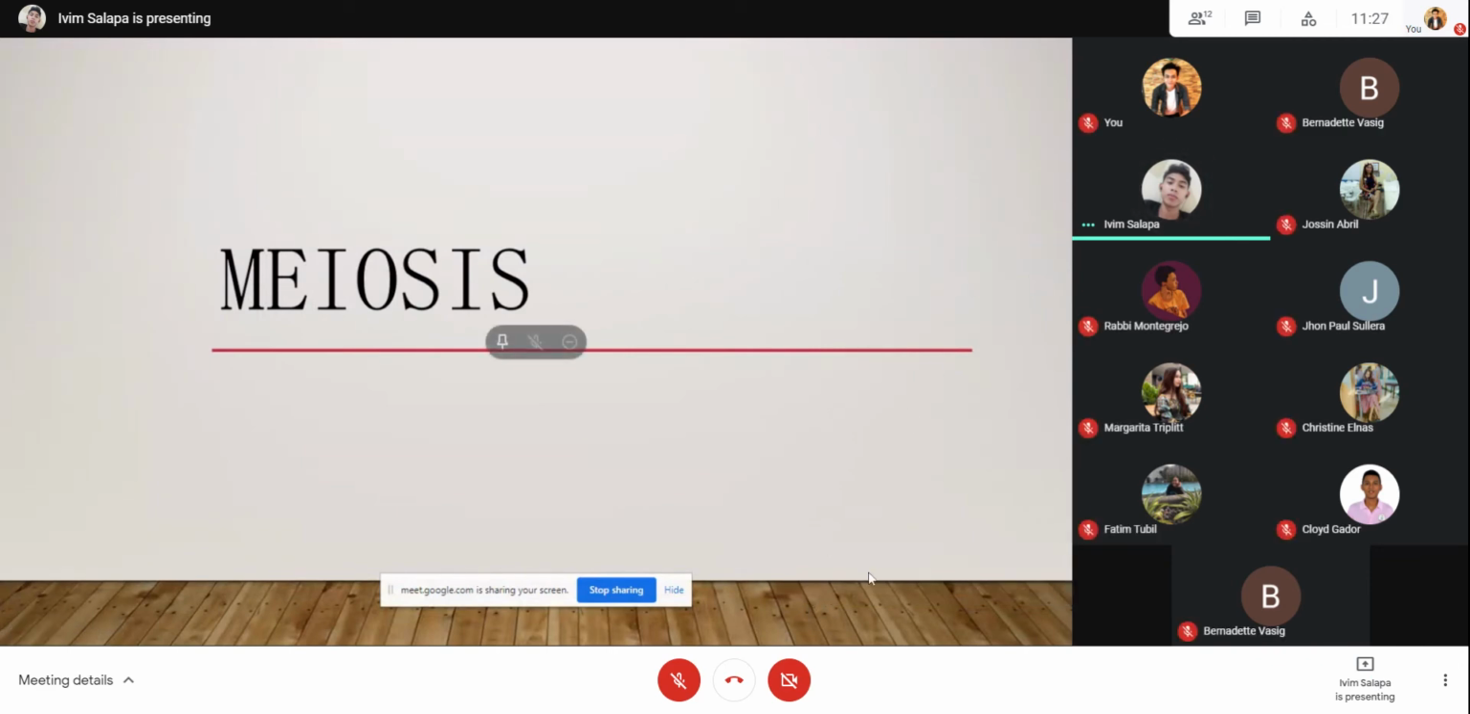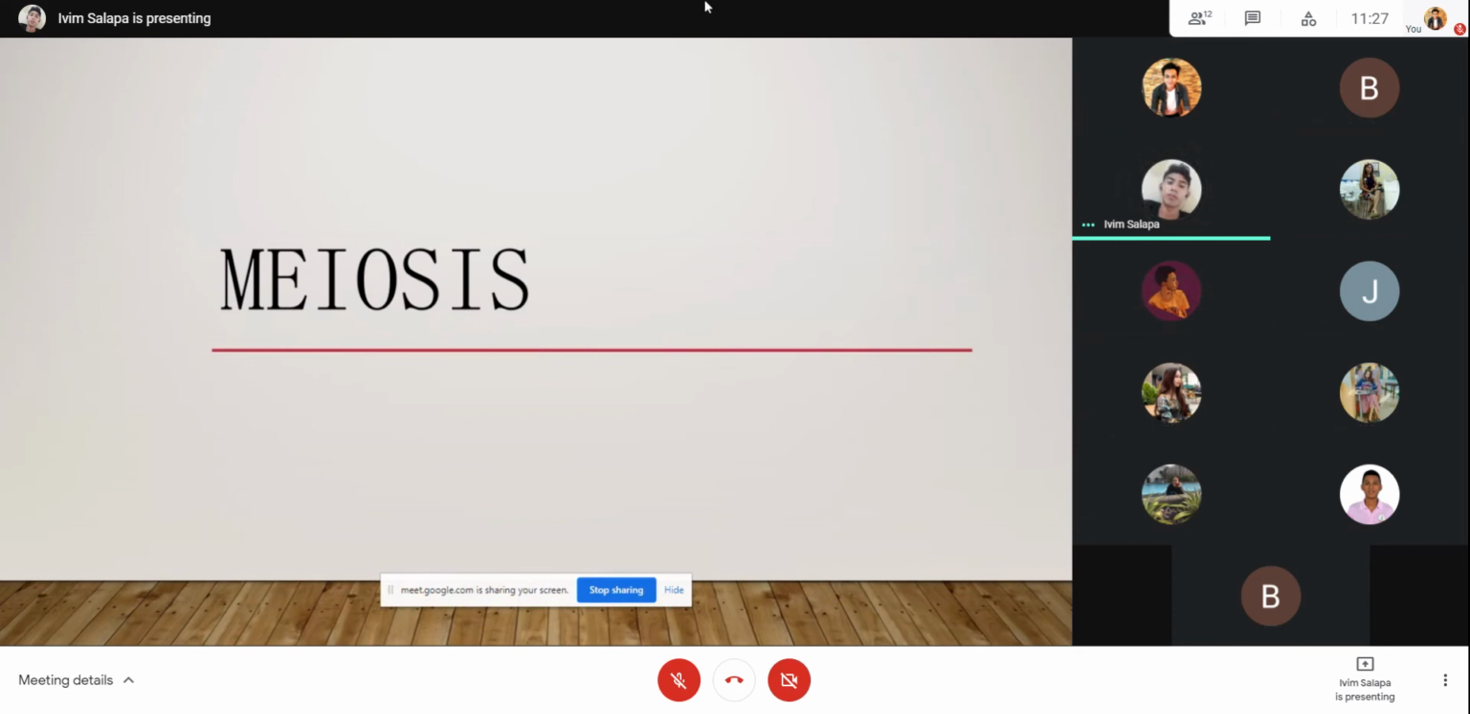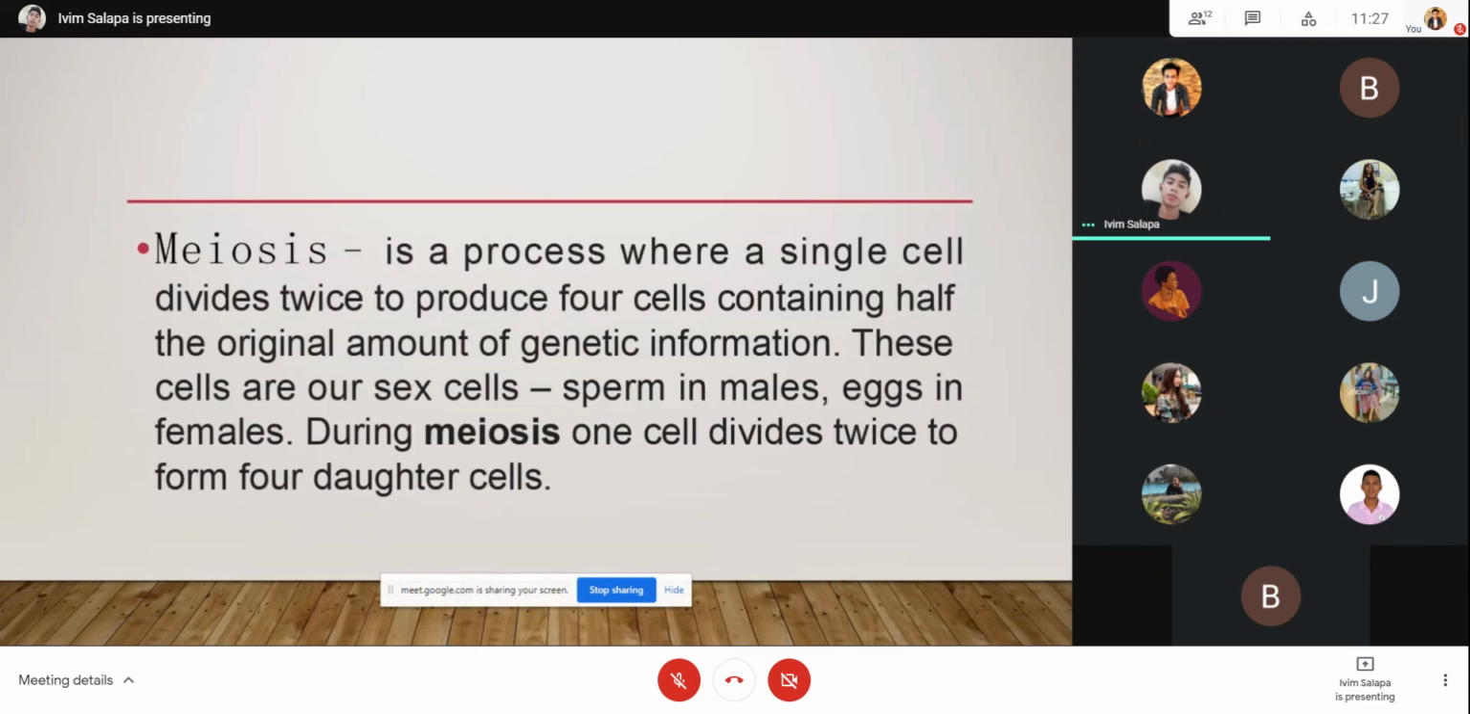Now I'm going to report about meiosis and its processes. First, meiosis is the process where a single cell divides twice to produce four cells containing half the original amount of genetic information. These cells are sex cells, sperm in males and egg cells in females. During meiosis, one cell divides twice to form four daughter cells.